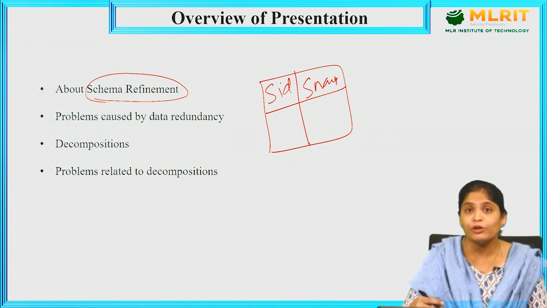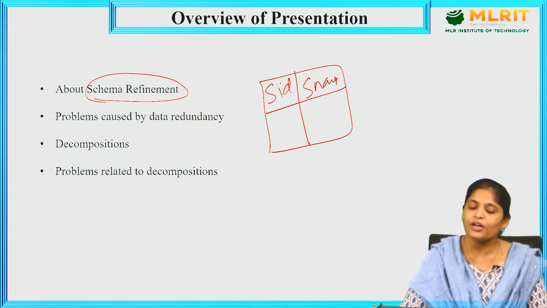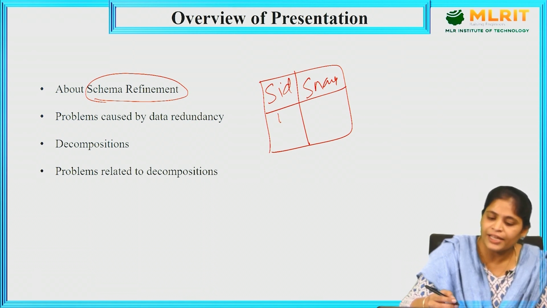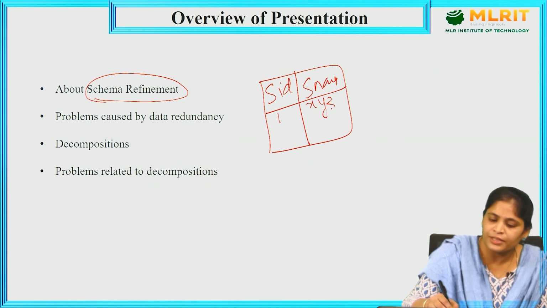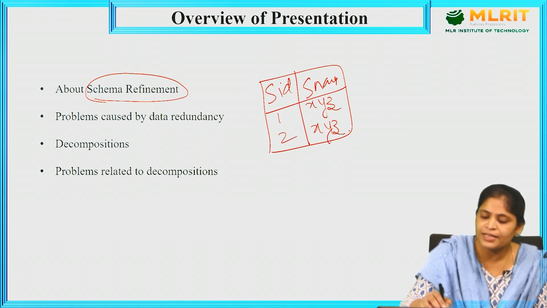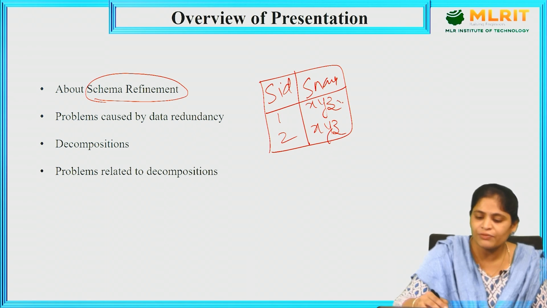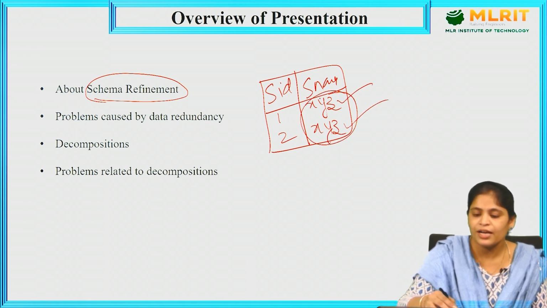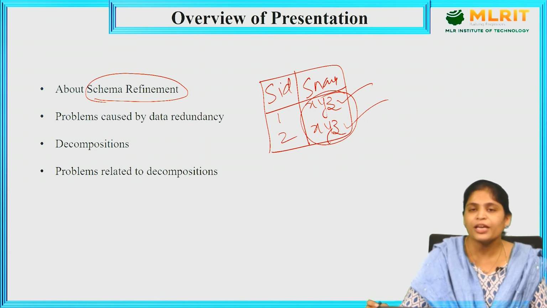How can we refine that without any redundancies? In the context of DBMS, what is redundancy? Nothing but the duplication of data. For example, let us say ID as 1, name as XYZ, ID as 2, the name as XYZ. Here we have the same names. This is what we call redundancy, duplication of data.